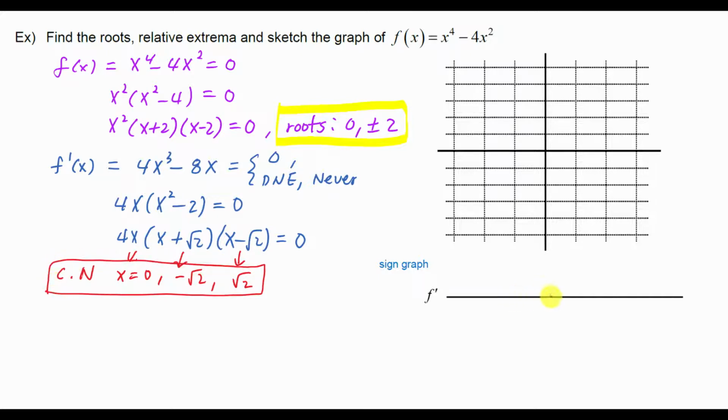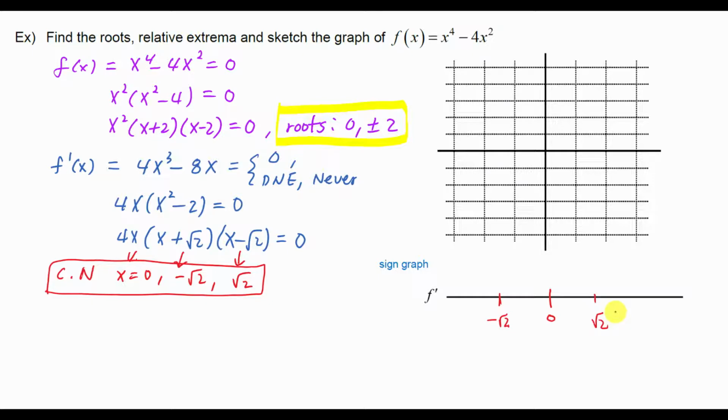So you can locate critical numbers. Here's 0. Radical 2 is about 1.414, so it's about here. I'm gonna locate it right below the graph where the number is, so it's easier for me to follow later. And then negative radical 2 is about negative 1.414. This is a positive radical 2.